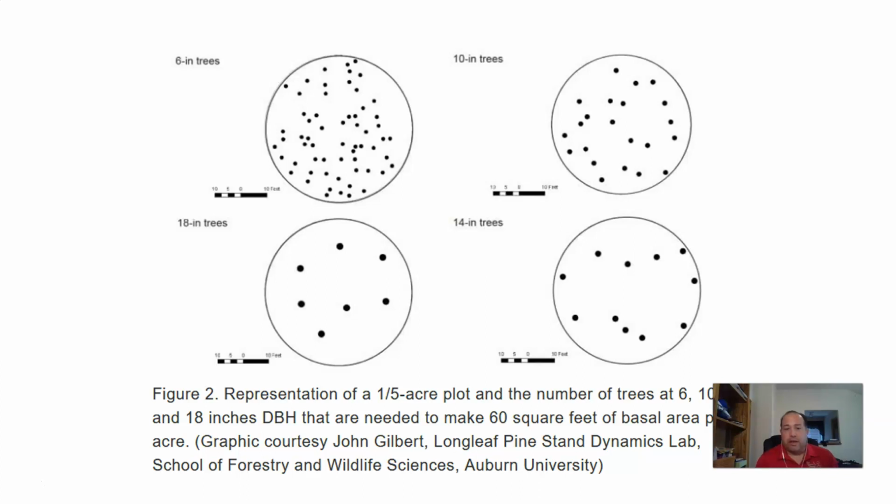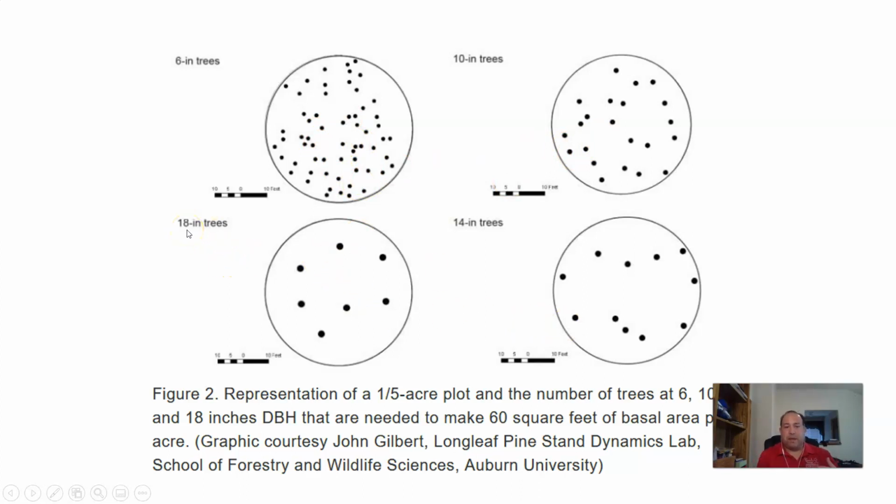And so if you look at this graphic here, each one of these black dots is a tree. In this top left, it's 6-inch trees, and those are all 6-inch trees. In this top right, you've got 10-inch trees, each one of those black dots. Bottom left, 18-inch trees. Bottom right, 14-inch trees. Okay? Now, if you're looking at a number like trees per acre and just thinking with the basic idea how much wood is out there, you would think that there might be more wood out there because there are so many more trees up here than there are down here.